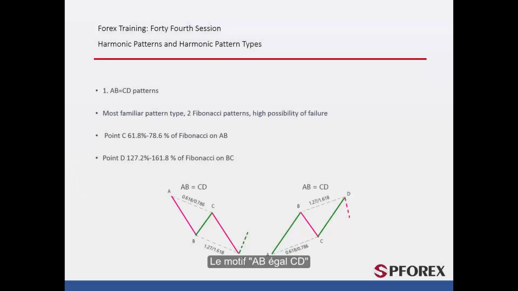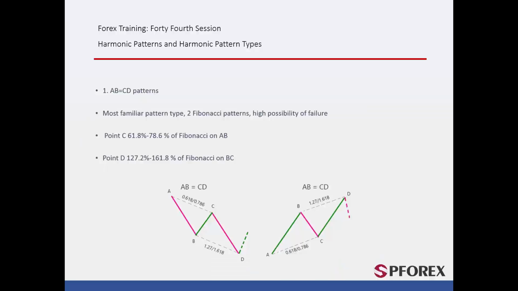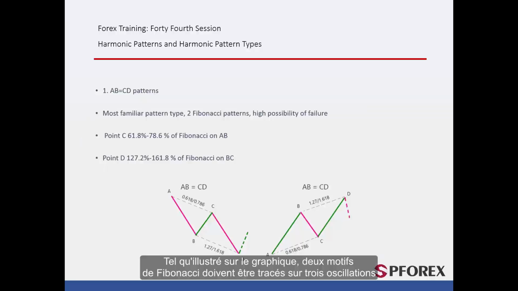The AB equals CD pattern is one of the most popular types of harmonic patterns, which has a similar structure compared to the other harmonic pattern types. As illustrated on the graph, the Fibonacci patterns must be drawn on 3 swings. If the first Fibonacci is drawn on the AB swing, then the trend must return to an area between 61.8% and 78.6%. A reversal point on this region, called C, causes the trend to change its direction.